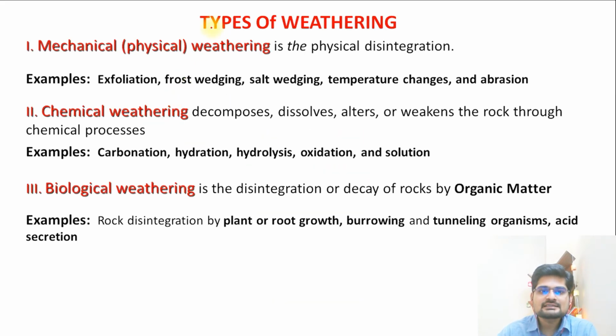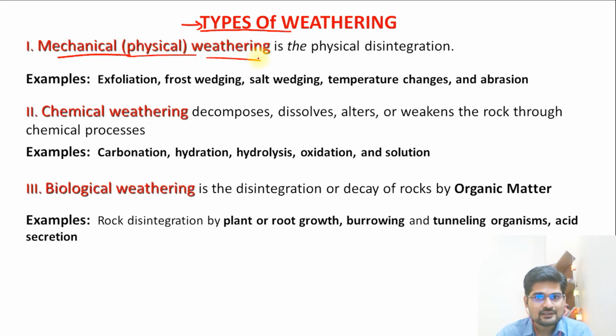Now, furthermore, let's understand its various types. After we have understood the factors, the types are largely linked to the same factors. So first is called mechanical, that is physical weathering. So it is physical disintegration. Examples are, remember these names, exfoliation. Exfoliation is removal of the outer layer of the rocks. That is what is called exfoliation. So it is foliated, the outer surface is removed.